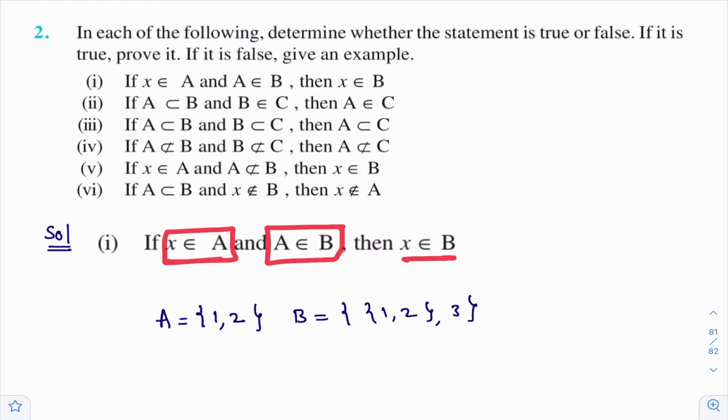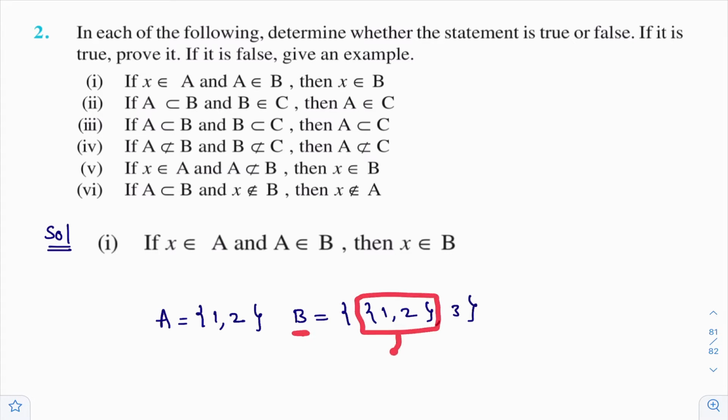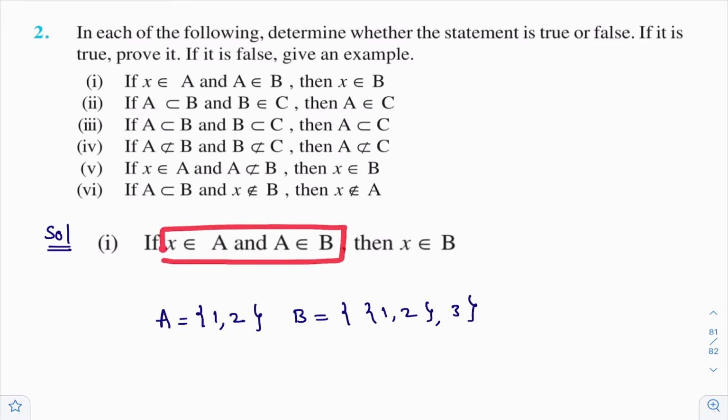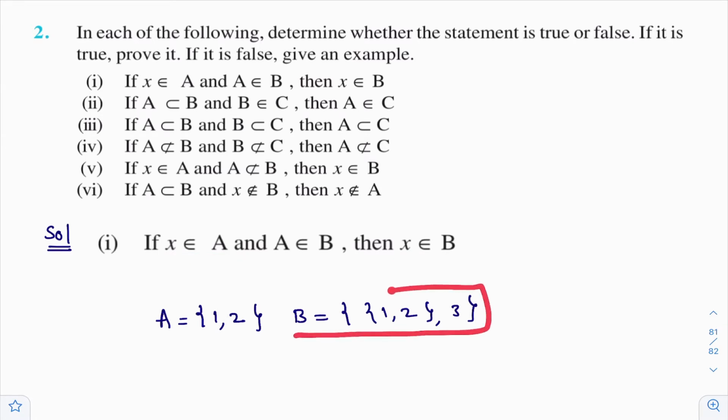Now observe this: if I take x in set A, then x belongs to B, they have said. Here you observe I considered set A and set B in such a way that this is set A, and A is in B. Now I consider a statement using these two points. I'll take one element x in A, and check whether that element x is there in B or not. Before that, you need to know how many elements are present in set B.